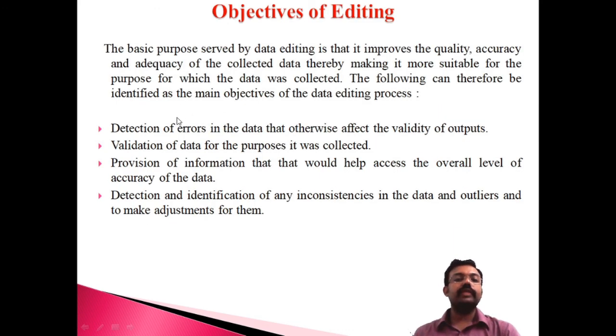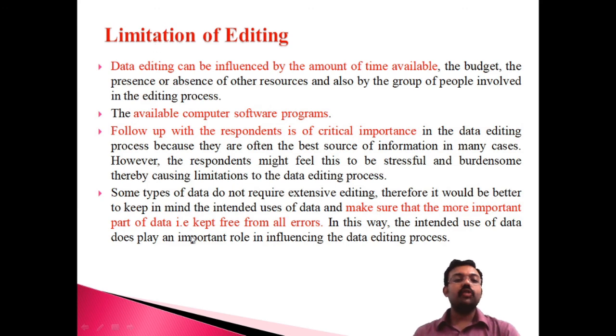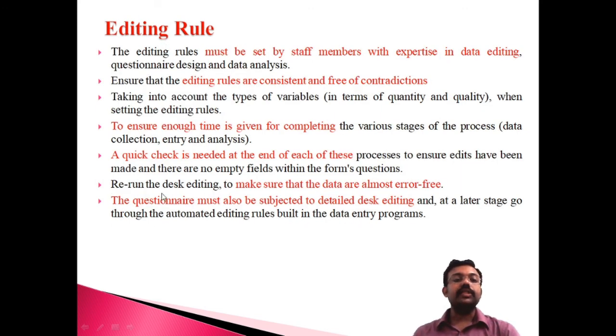Now the objectives of the editing: errors, validation, and information, detection of inconsistency. These are the objectives of the editing. And these are the steps regarding the editing. First, we provide the information to the instructors, and must ensure the logical relation between these variables. And these are the drawbacks of the editing, and these are the purposes of editing: clarifying, making omissions, avoiding biased editing, checking handwriting. And these are the editing rules, already discussed.